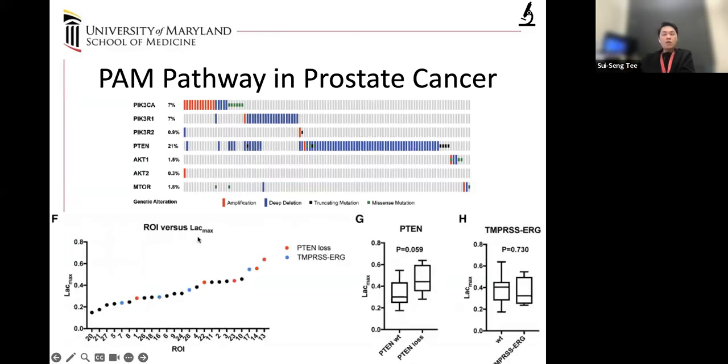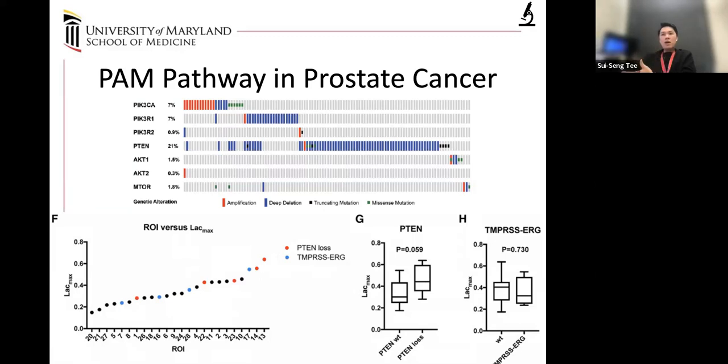In our cohort of patients, we unfortunately did not get a lot of PTEN mutated tumors. There were only 1, 2, 3, 4, 5 regions where PTEN was lost. But even in this really small cohort, you can see this trend where loss of PTEN endows a high lactate phenotype to these tumors.